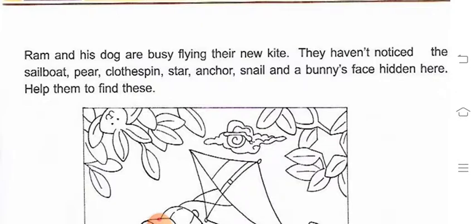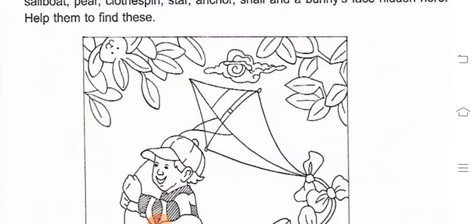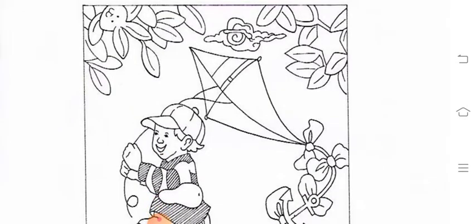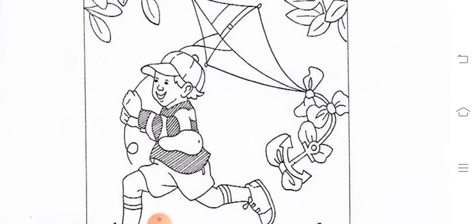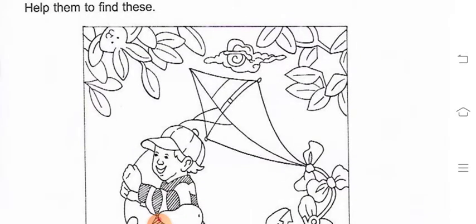How will you find them? Children, see, there is a picture. Now, over here, some faces, some things are hidden. You have to identify them. How? You have to color it. Color it means, suppose a bunny face you can see at the top right hand side, you can see there's a face of bunny.